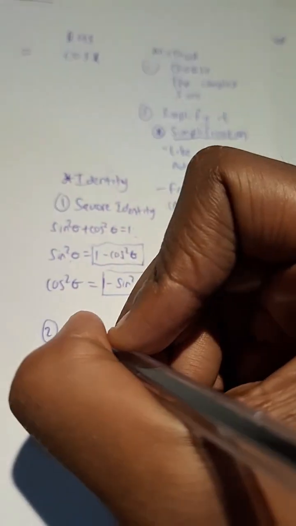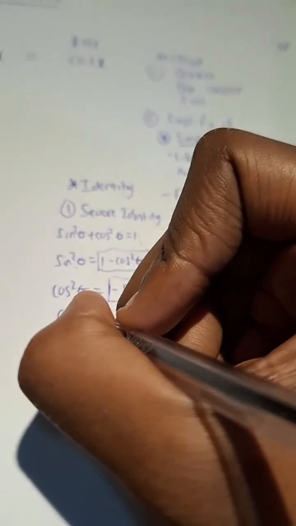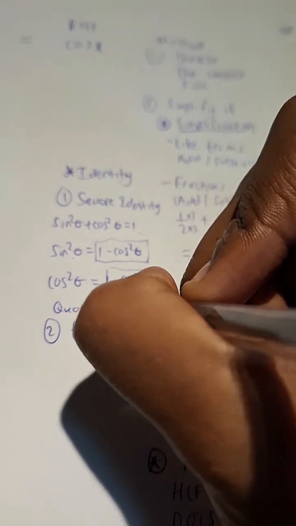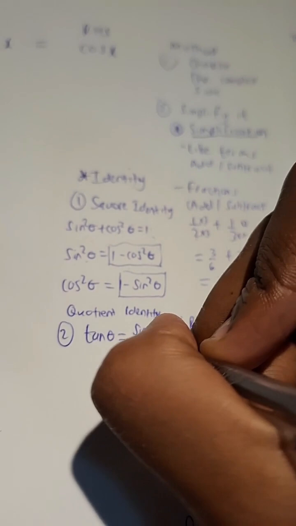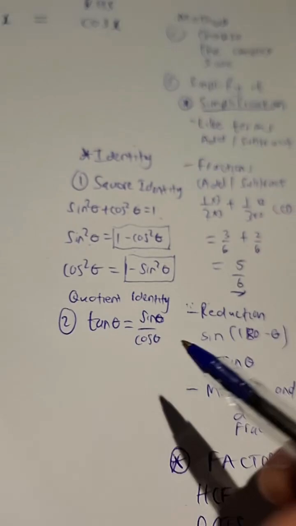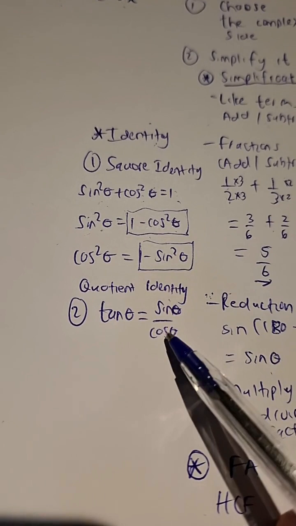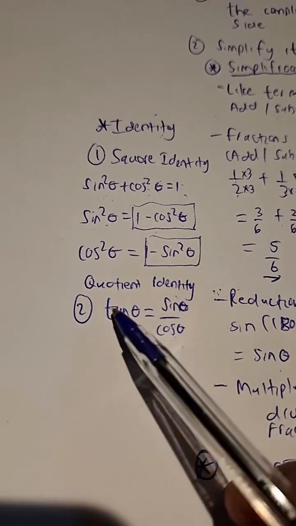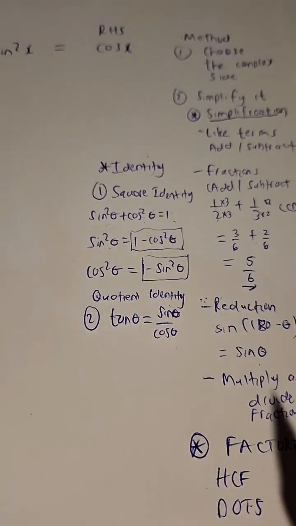So this is a square identity, and then the other identity is the quotient identity, which says tan theta is equal to sine theta over cos theta. When there is tan, you can express it as sine theta over cos theta. When there's sine theta over cos theta, you can reduce it back and write it as tan. Okay. Now, guys, I hope you understand.